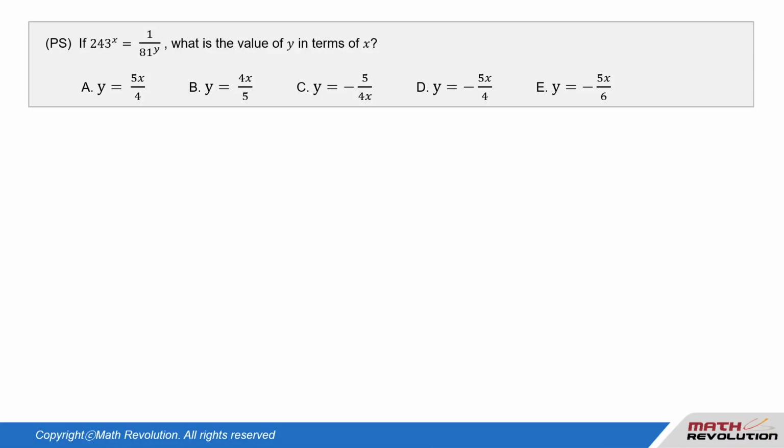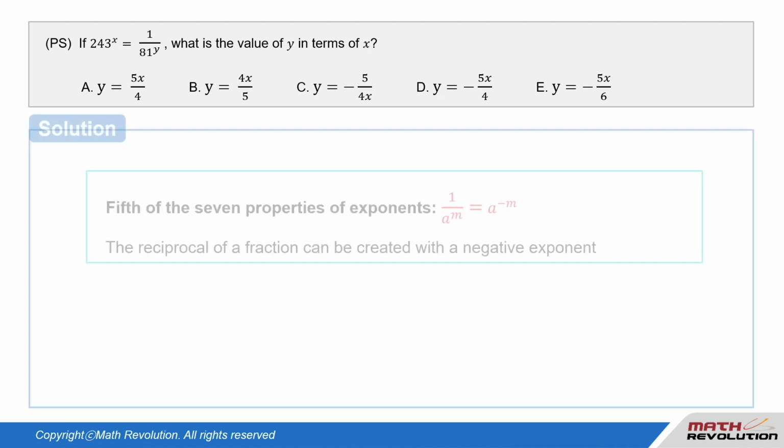Question. If 243 to the power of x is equal to 1 over 81 to the power of y, what is the value of y in terms of x?